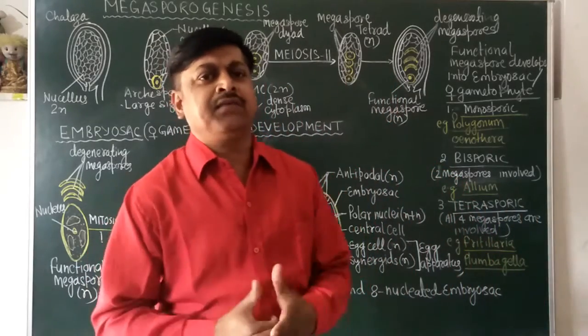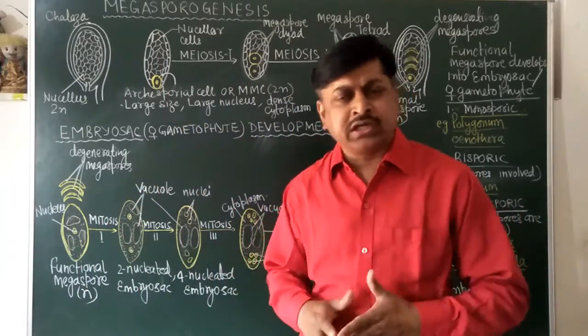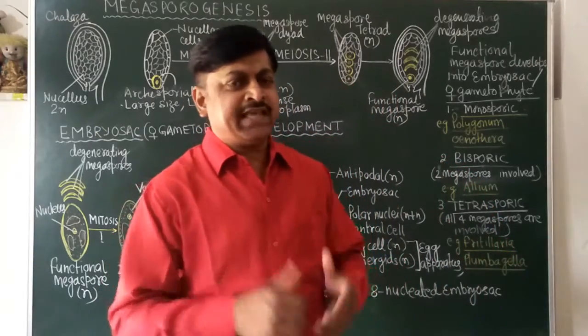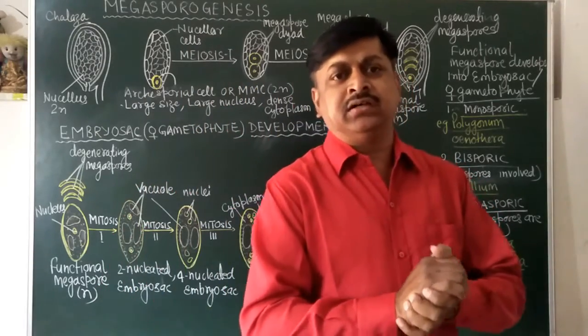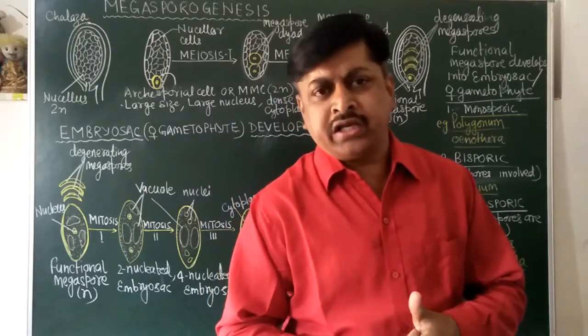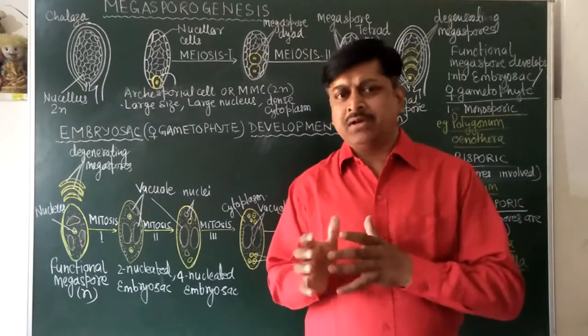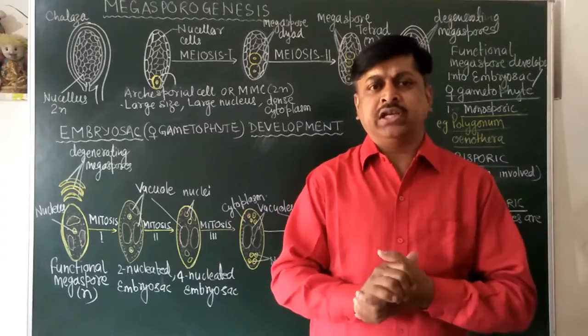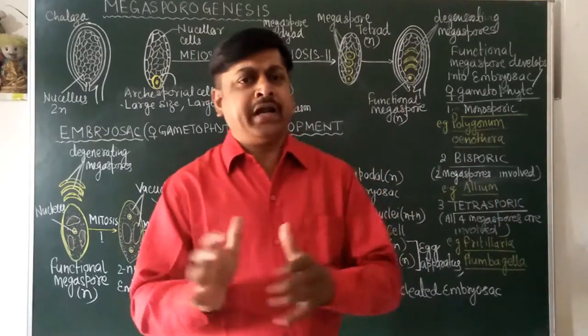Students, we are dealing with the chapter Sexual Reproduction in Flowering Plants. In this chapter, we have already discussed the male reproductive organ of the flower, that is the stamen. We have already covered that portion. Now, the female reproductive part is going on.